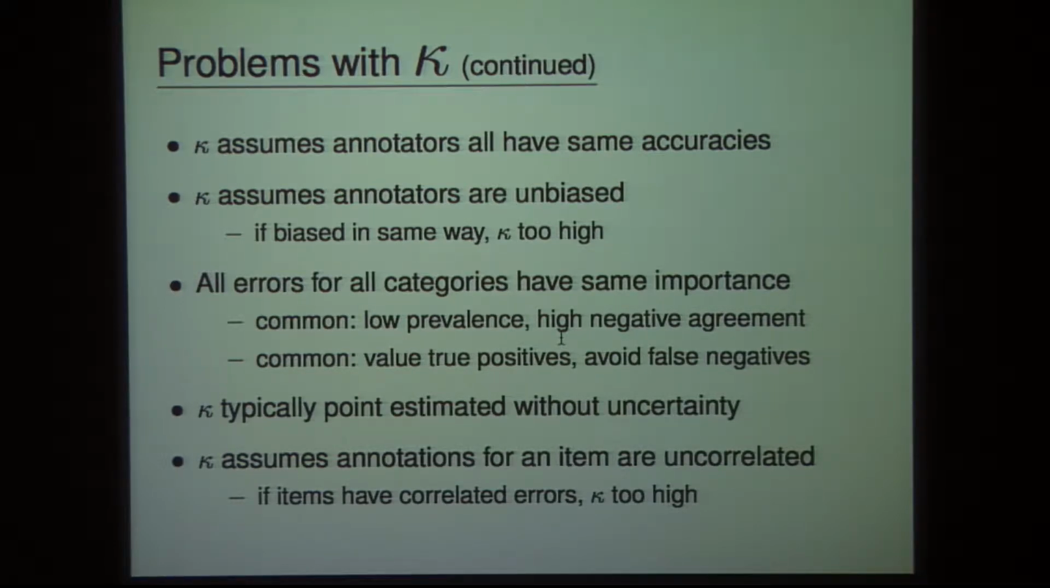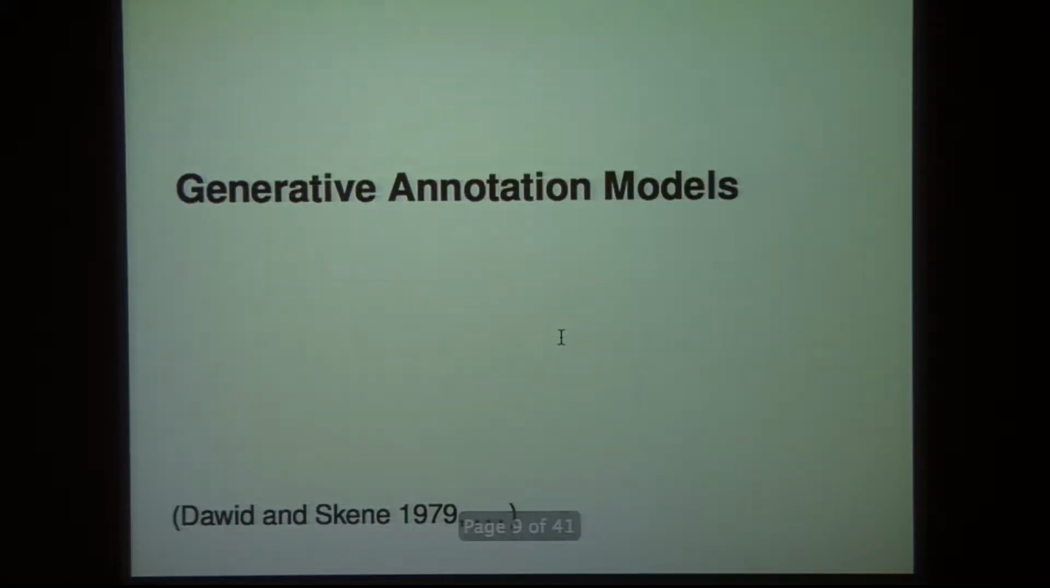People are often estimating kappa with very small amounts of data, which leads to very wide confidence intervals. And another key thing that I'm going to get to later is that kappa assumes annotations for items are uncorrelated. I assume a lot of people in this room have annotated data and are familiar with the phenomenon that some items are harder to annotate than others. Right? So there are definite effects of the item. You see this in just about every corpus I've ever looked at.